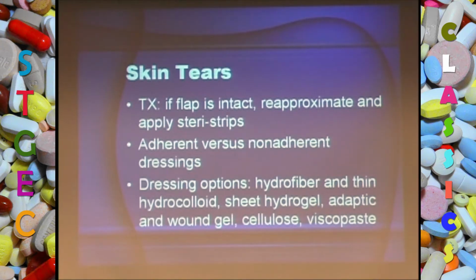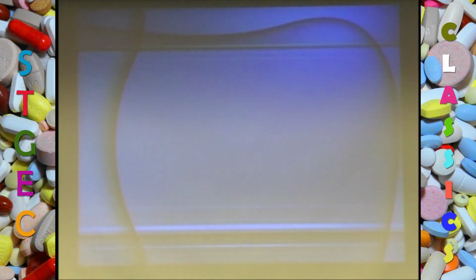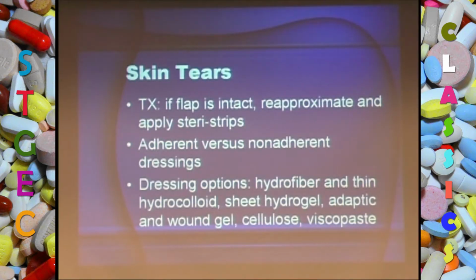And then there's certainly a little bit of debate about adherent versus non-adherent dressings. And ideally, the appropriate choice is basically to use a protective dressing that's going to absorb drainage. Some of the different options out there are hydrofiber, which is basically an absorbent type of dressing, and a thin hydrocolloid or DuoDERM. Sheet hydrogel, which is kind of a viscous gel-like type of protective dressing. Adaptic, which is basically like a Vaseline impregnated non-adherent dressing.